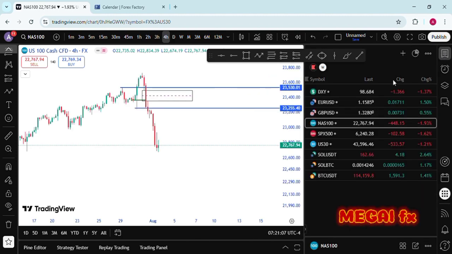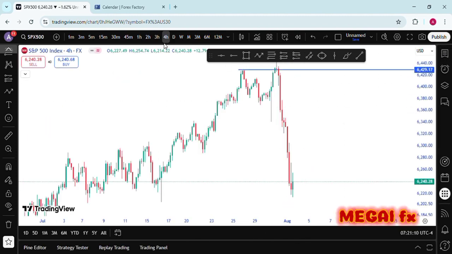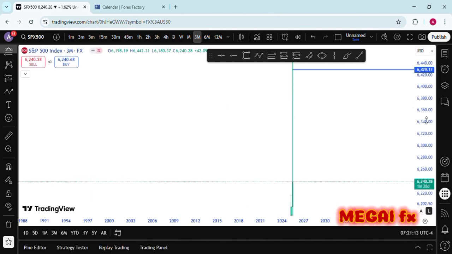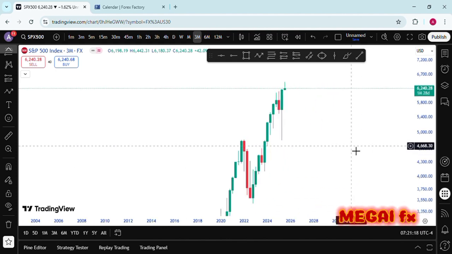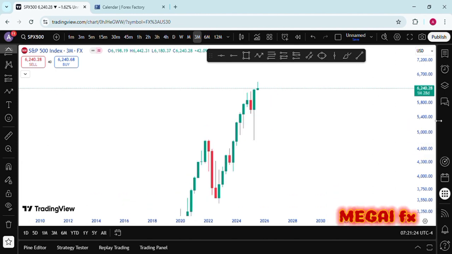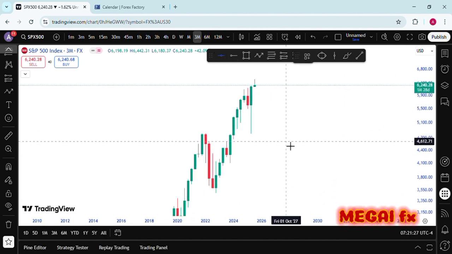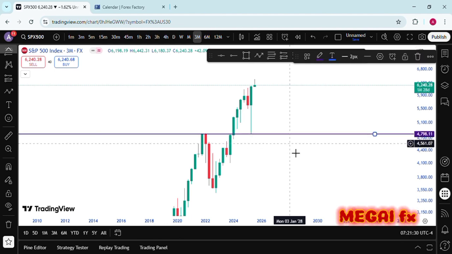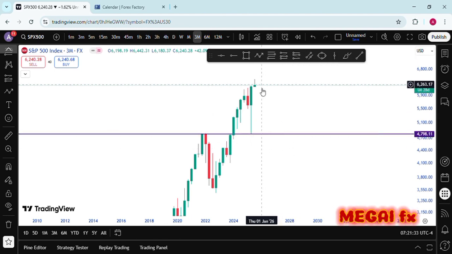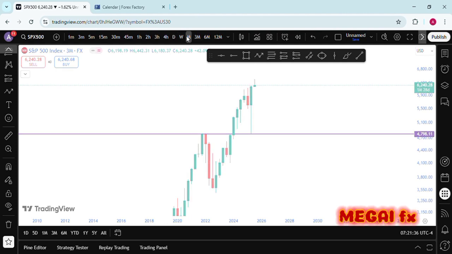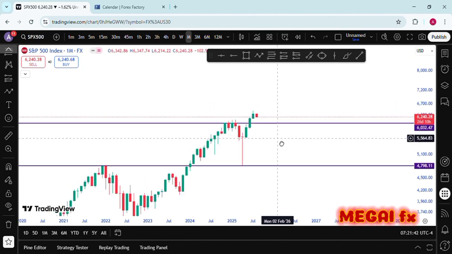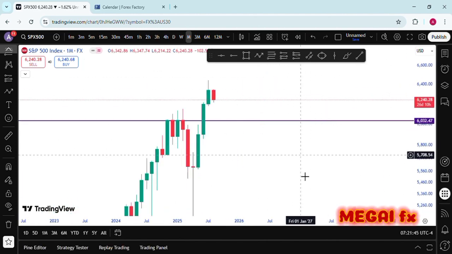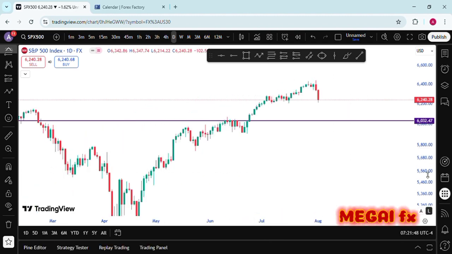If I still go to S&P 500, you know that NASDAQ, S&P 500, and US 30, they are positively correlated. These three are positively correlated. So what this one is doing, the other one will be doing the same thing. Same way I had former resistance here on 3 months time frame on Nasdaq. Look at it on S&P 500. If I go down to monthly time frame, I now have another resistance here, the same way, waiting for market to turn into support. So on daily time frame, look at it.